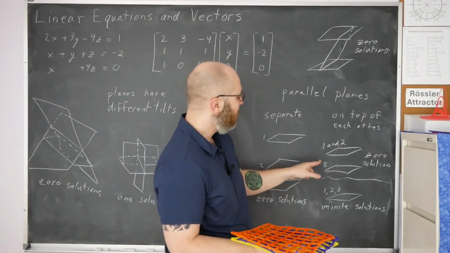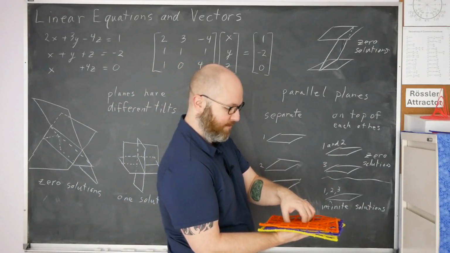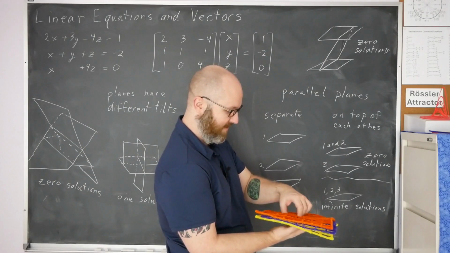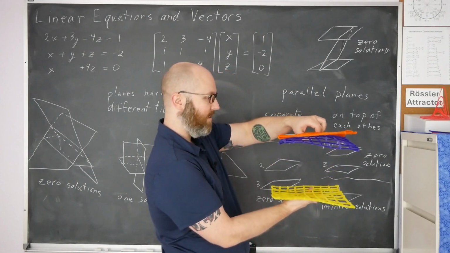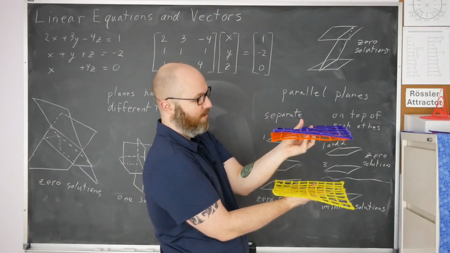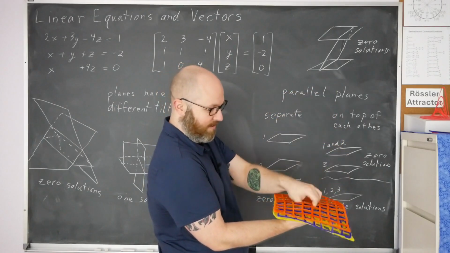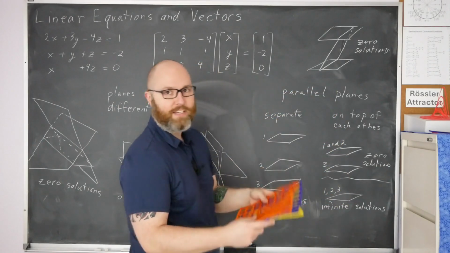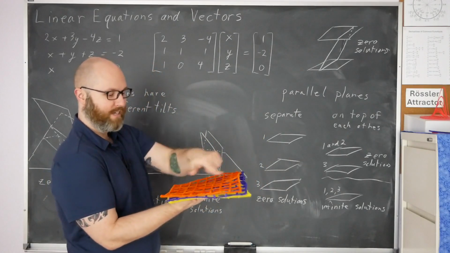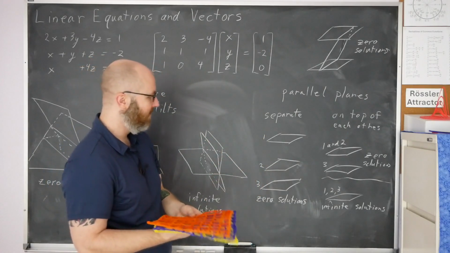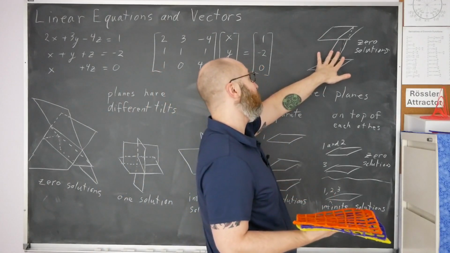You could have a silly case where 2 of the planes lie on top of each other. I can actually hold that one with my hands. But then the third one has the same tilt, but it's too far away. They don't touch. And so then you have 0 solutions. You could have infinite solutions if the planes are just all the exact same plane. They're all on top of each other. So you can pick anything inside the plane you want. So infinite.